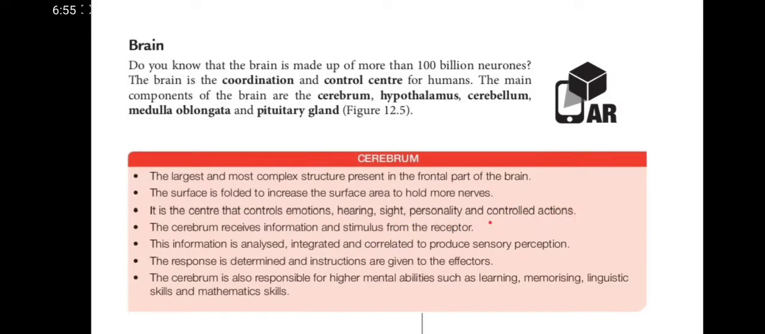So remember, controlled action. The cerebrum receives information and stimulus from the receptor, and then the information is analyzed, integrated, and correlated to produce sensory perception. The response is determined and instructions are given to the effectors. The cerebrum is also responsible for higher mental abilities such as learning, memorizing, linguistic skill, and also mathematics skill.